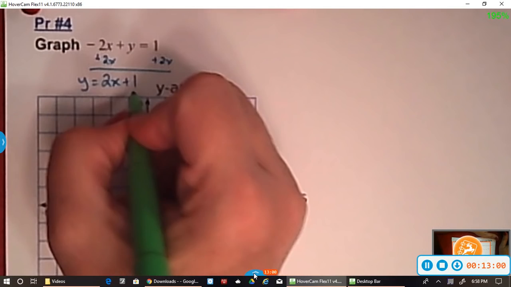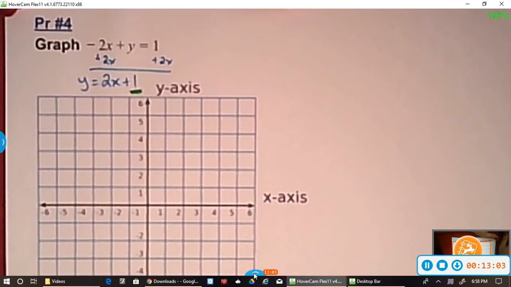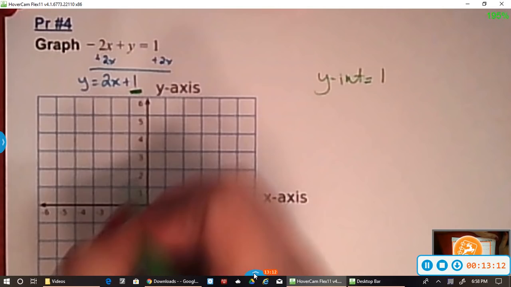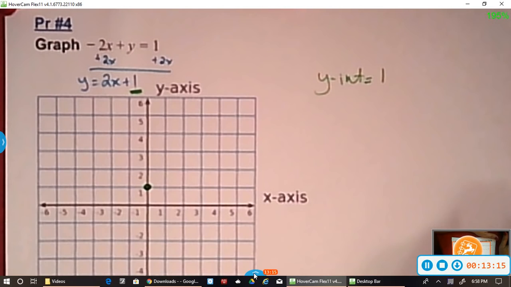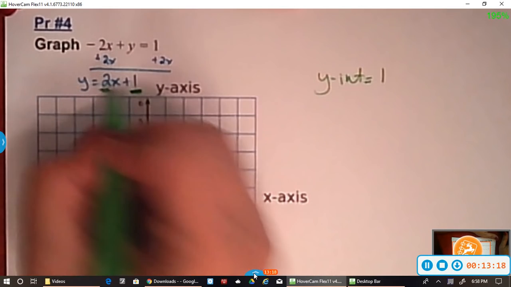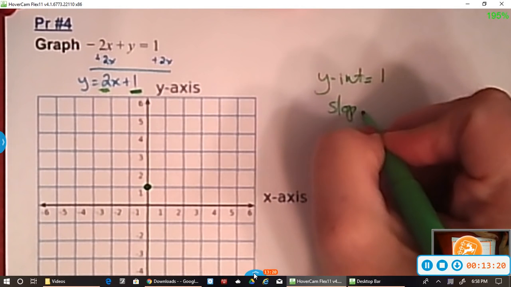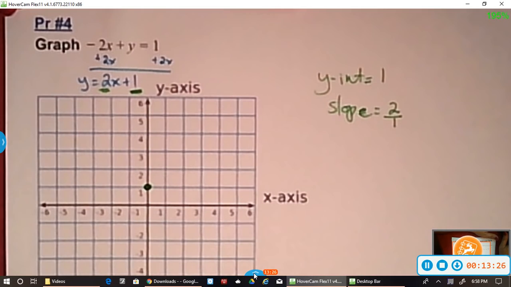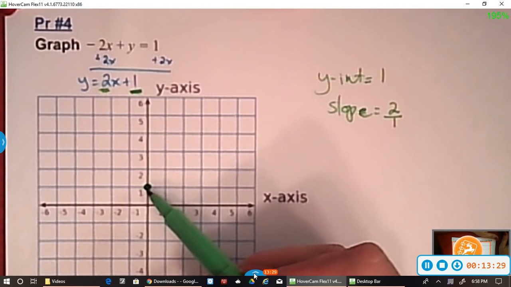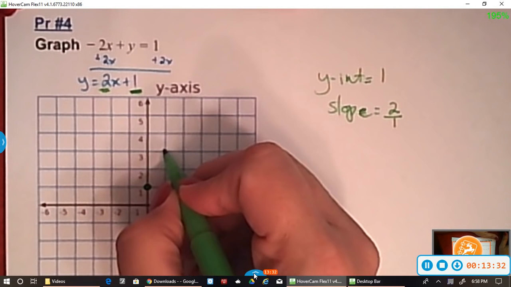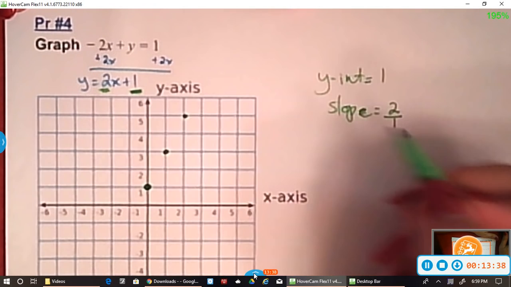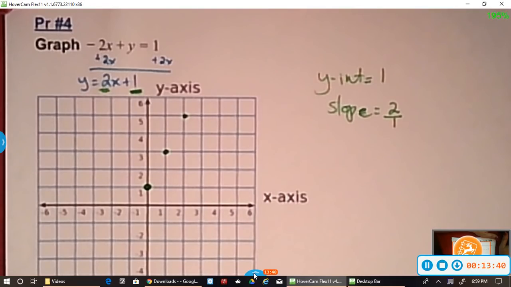Now, we're always going to begin with the b value, which represents your y-intercept. This time my y-intercept is a +1. So I'm going to start on the y-axis at 1. And now find your slope. Slope is equal to 2. Make it a fraction by putting it over 1. And now, from your y-intercept, you're going to rise 2 and run 1 to the right. And I'm going to do that a couple of times. The more points you have, the more accurate your line will be.